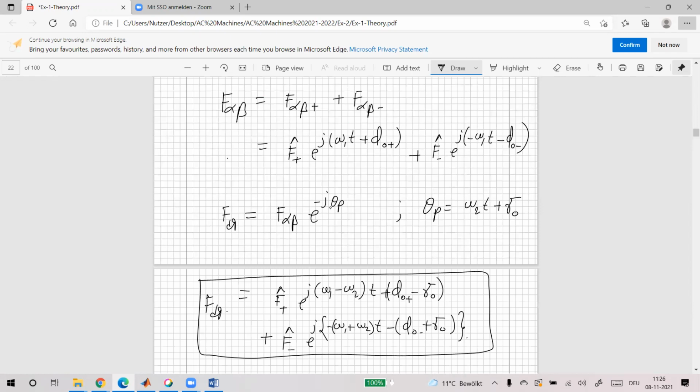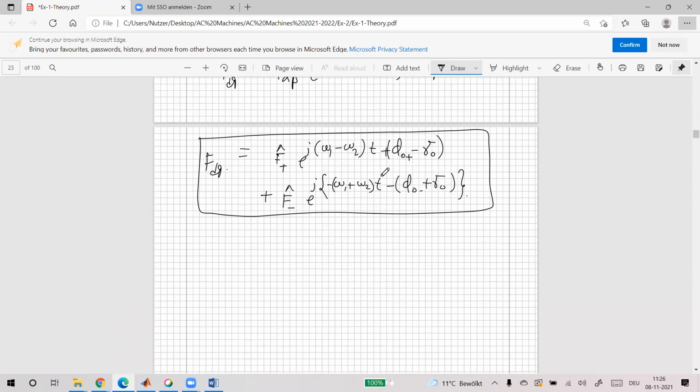Okay. So this is the final expression where you have positive and negative sequence components. If you understand this, then you understand everything about transformation. This is a very important equation, and it tells you whether you will have harmonics in the DQ frame or not. So we learned the cases, right?